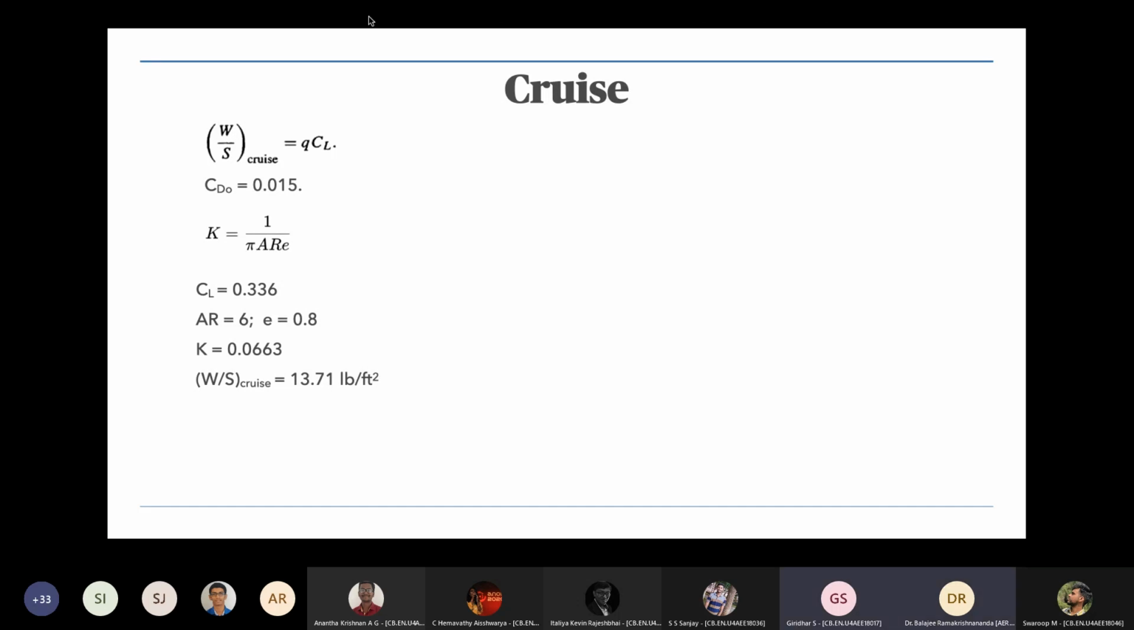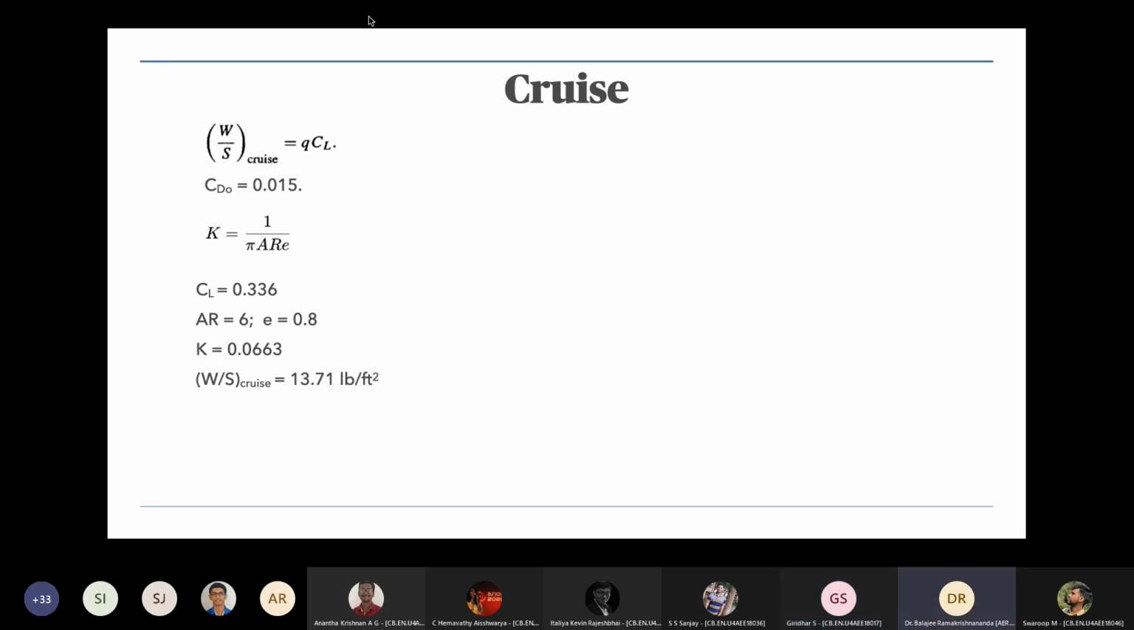Sir, can you come again? In this case, you'll get some W by S for cruise, correct? Yes. Now the feasible region is more than this wing loading or less than this wing loading? Less than the wing loading. No, it's more than the wing loading.